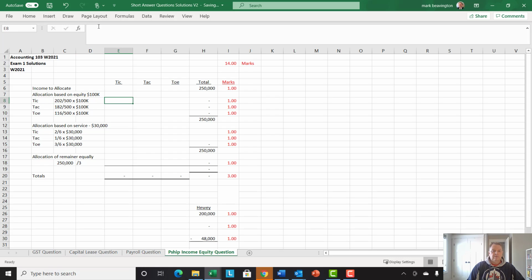So this is more a math exercise. We know that the first thing that they allocate is $100,000, and it's based on the ratio of their opening capital balances. So that's the formula: 202,000 divided by 500,000 times 100K. In that case, you're going to end up here with $40,400, I think it is here.